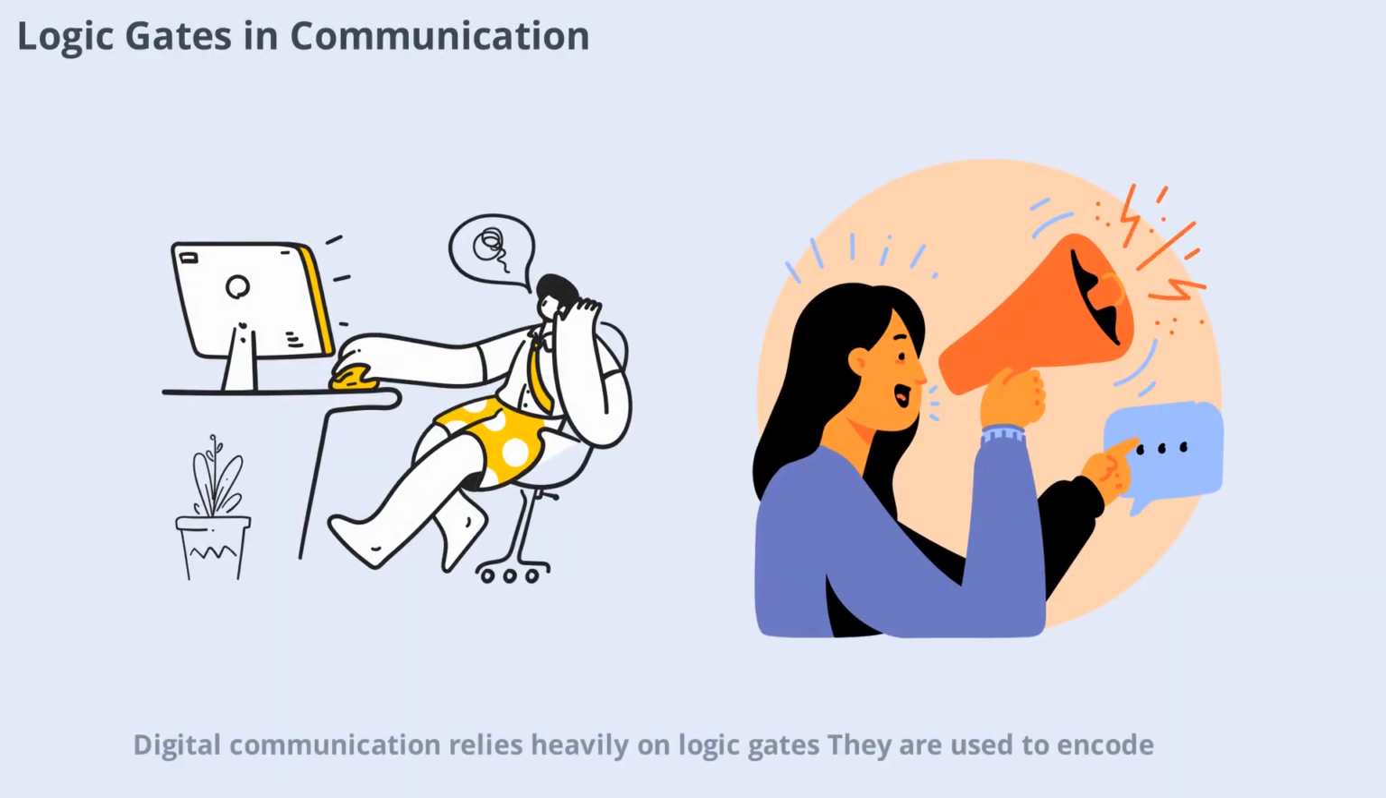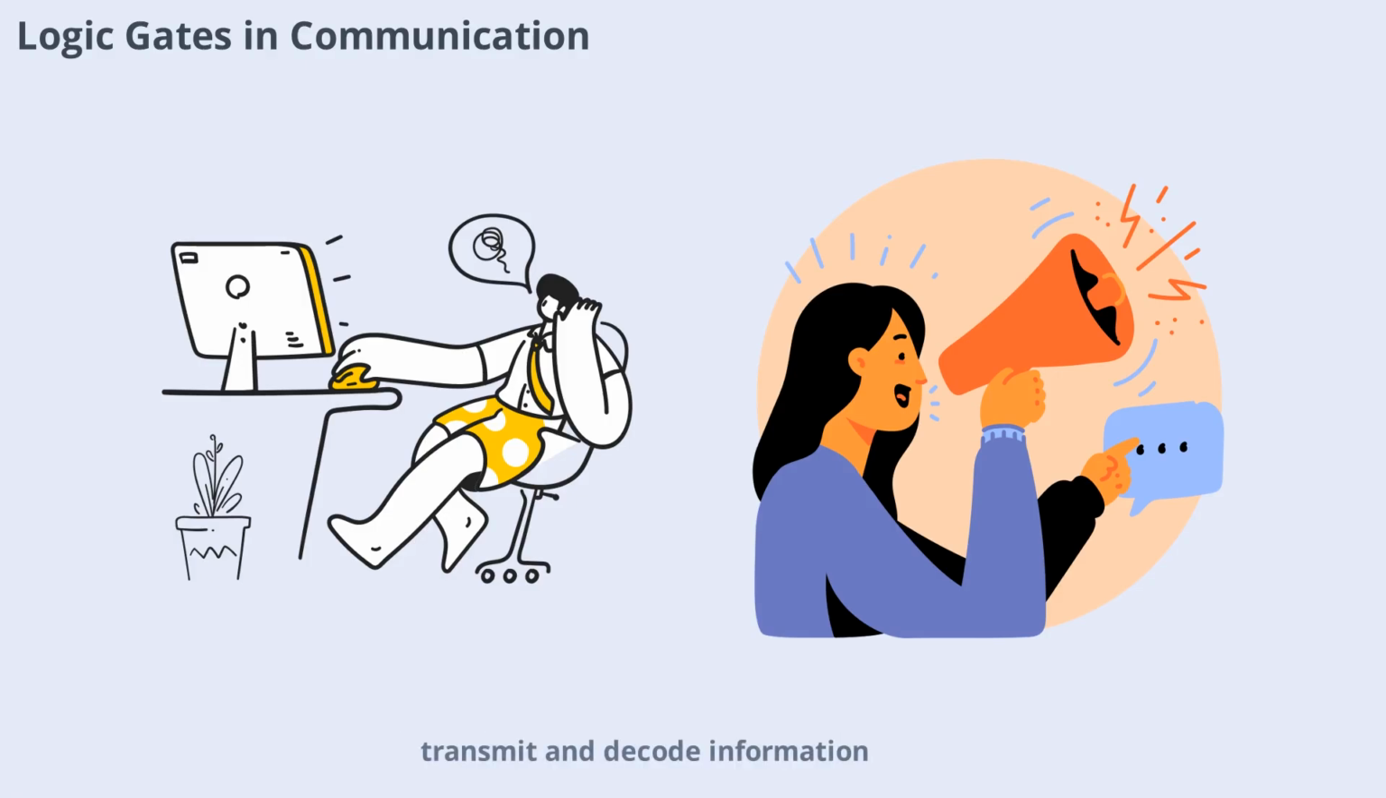Digital communication relies heavily on logic gates. They are used to encode, transmit, and decode information, ensuring that data is sent accurately between devices. Error detection and correction circuits built from logic gates help maintain the integrity of data during transmission. This makes logic gates essential for everything from internet browsing to mobile phone calls.